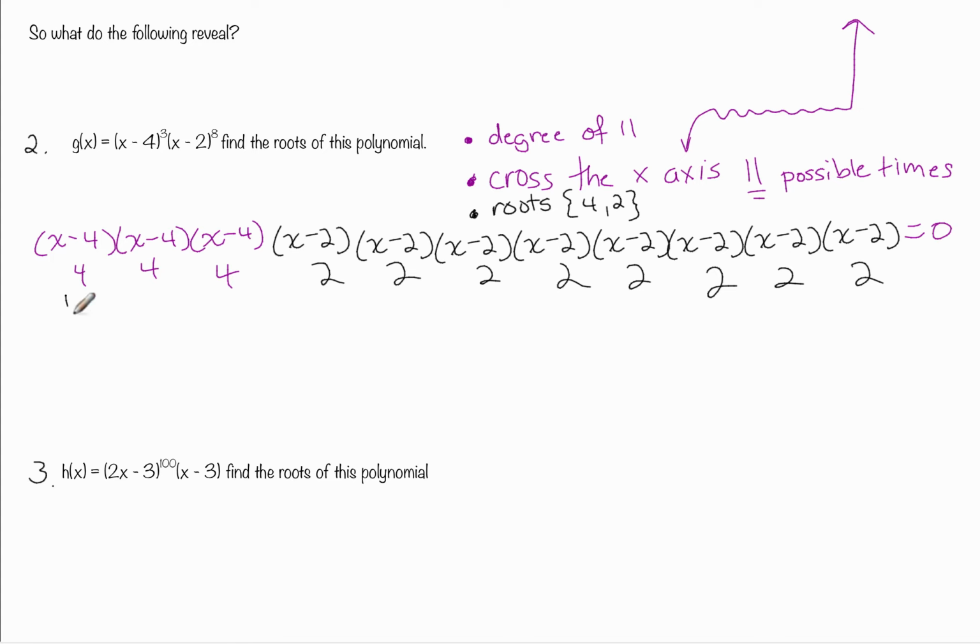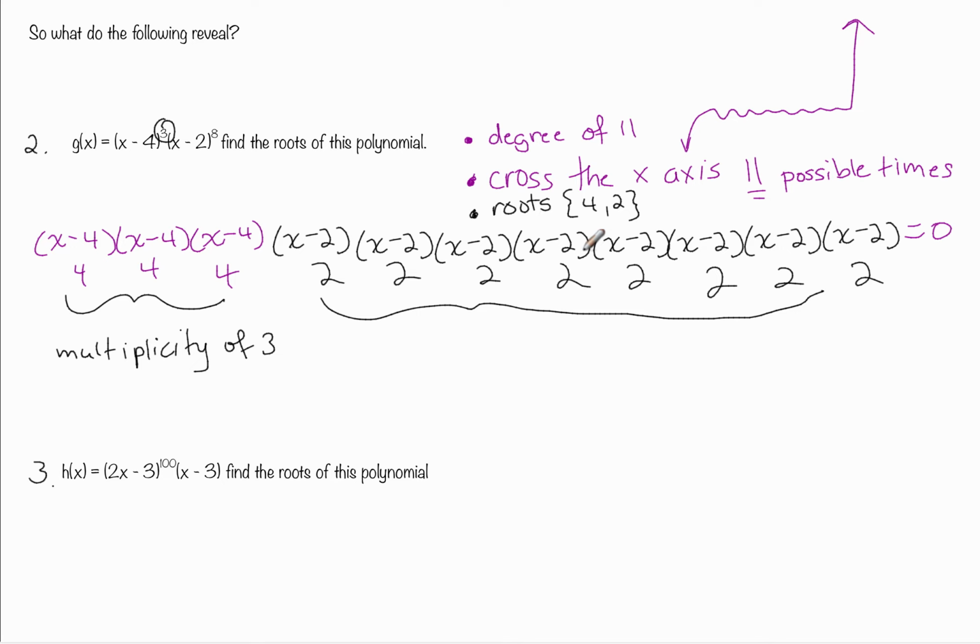So we say this has a multiplicity of 3 because it's raised to the third power. So that means the root 4 has a multiplicity of 3. And voila, this has a multiplicity of 8. So it doesn't really cross the x-axis 11 times. It only crosses the x-axis twice.